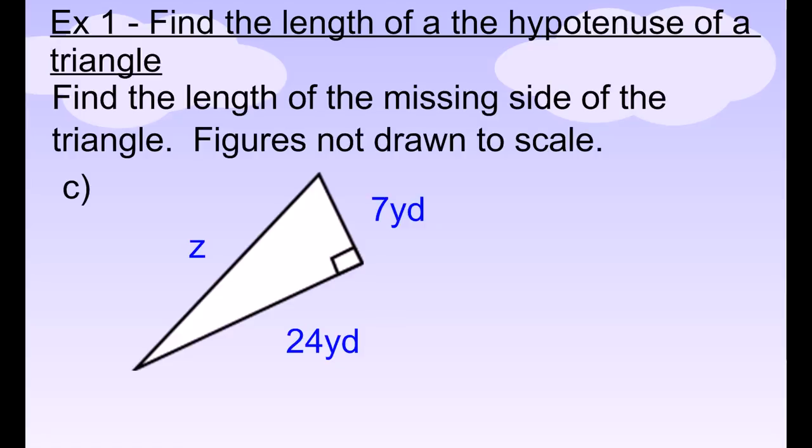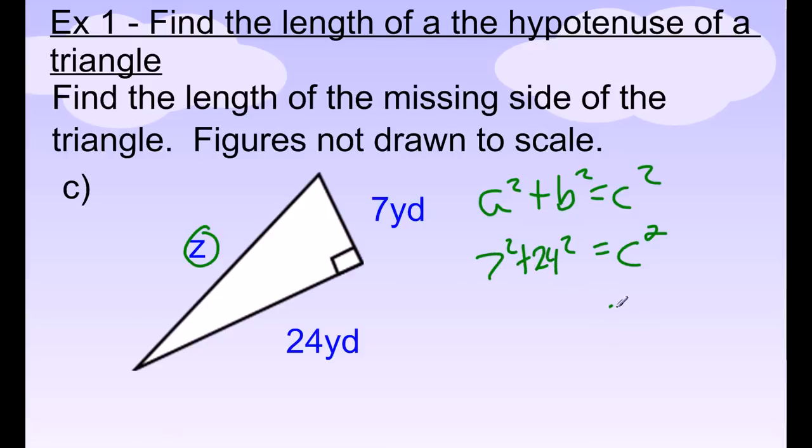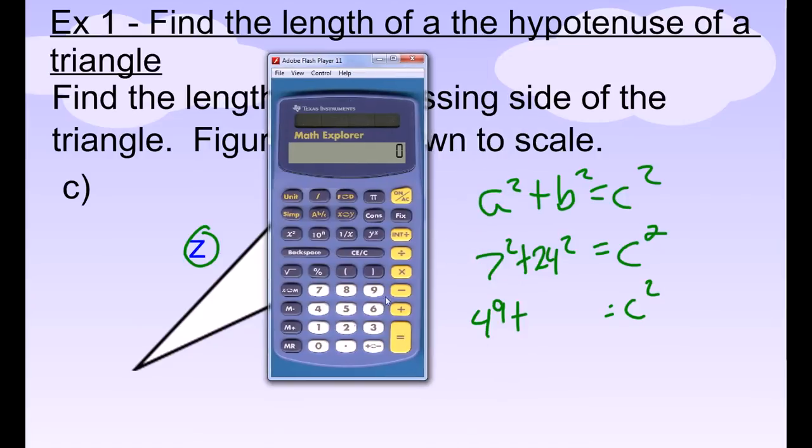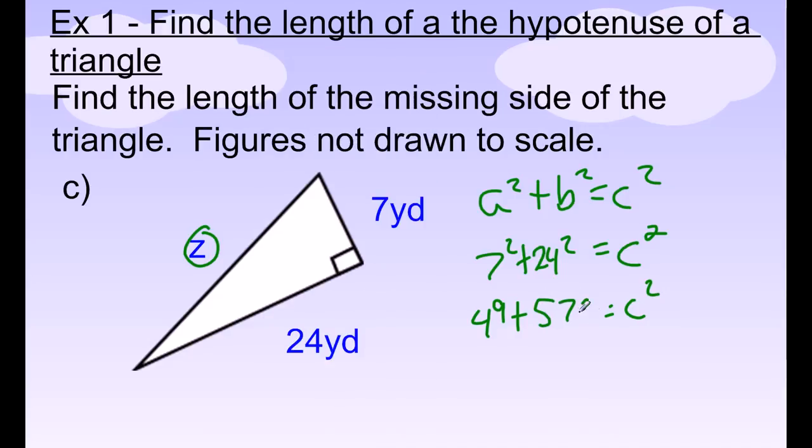Okay, so let's see. Formula: a squared plus b squared equals c squared. I'm looking for the hypotenuse, so I leave the variable a variable. The other ones, just 7 squared and 24 squared. 7 squared I know is 49. 24 squared I have no clue. So let's see. 24 times 24 equals 576.